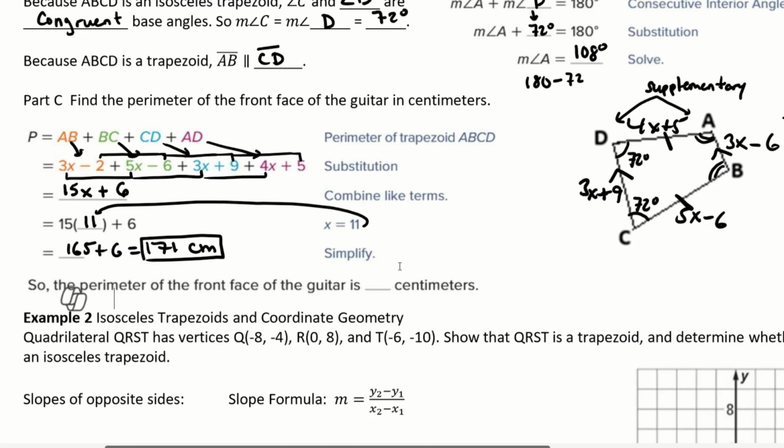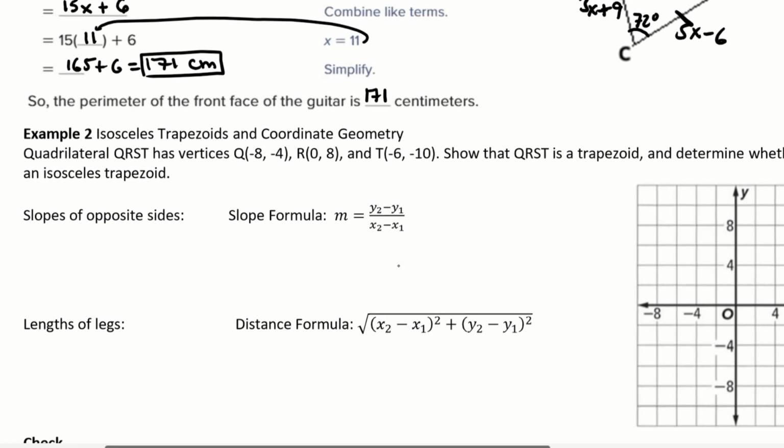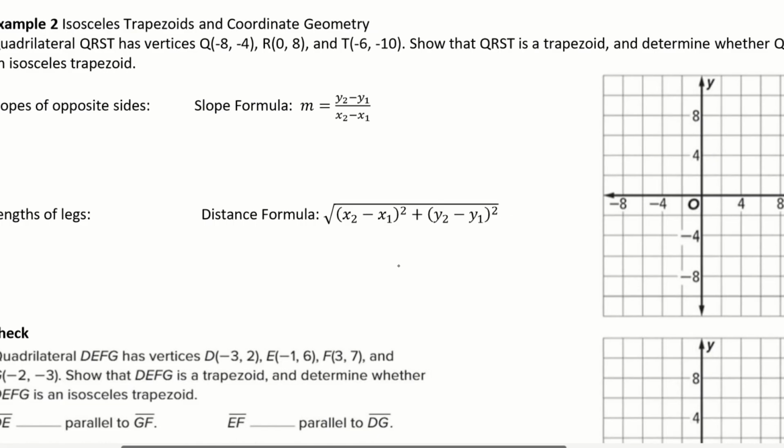All right, so we have our perimeter as shown. All right, so that's example 1. So let's look at example 2.